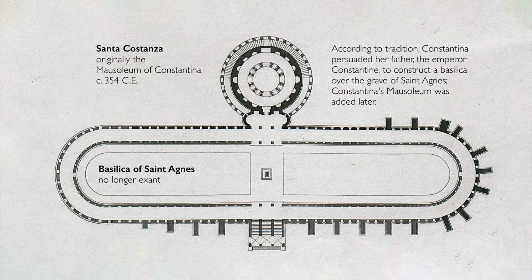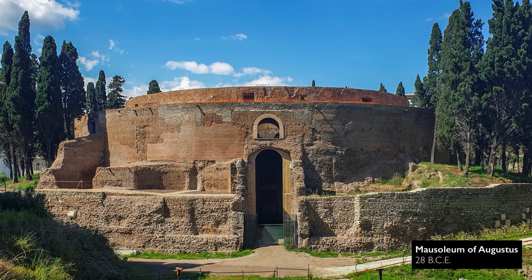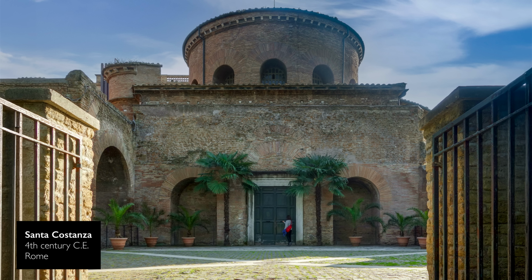It was built as a burial place, and it was borrowing the centrally planned architectural system from the ancient Romans, and specifically from burial structures. For example, we could think here in Rome of the tomb of Hadrian, today known as the Castel Sant'Angelo, or we could even think of the tomb of Augustus, both round structures. So there is this association between centrally planned structures and burial places.